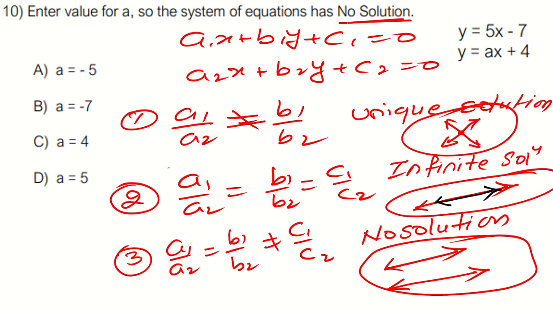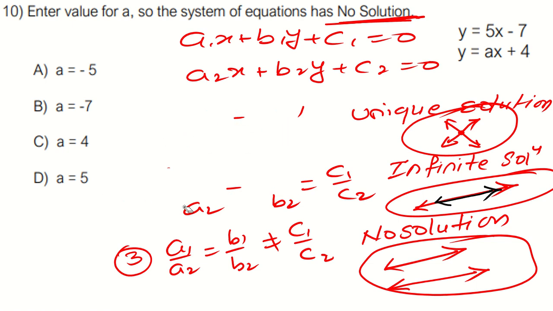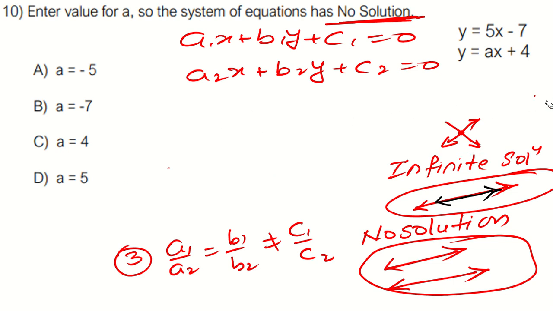So they are asking for no solution. No solution means this last one, so we'll just remove this. This is not required here. So check for no solution only. What's the condition? They say a1 upon a2 equal to b1 upon b2 is not equal to c1 upon c2.